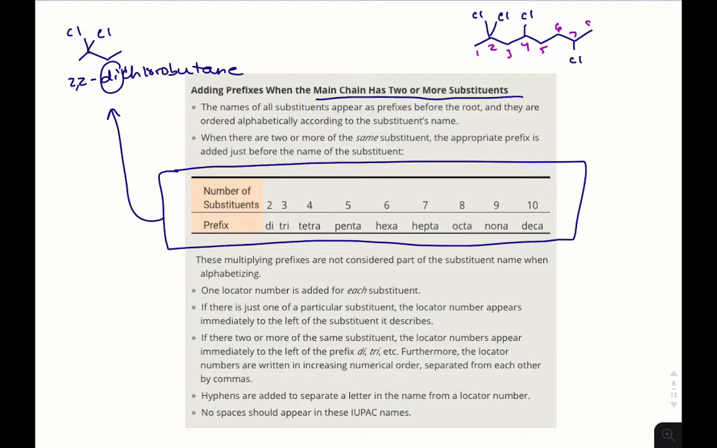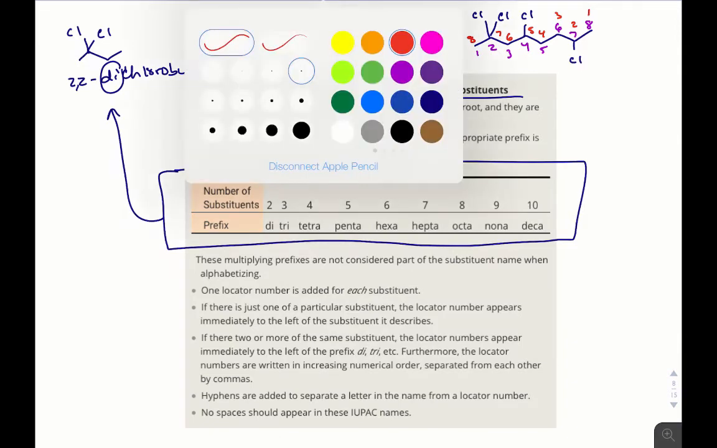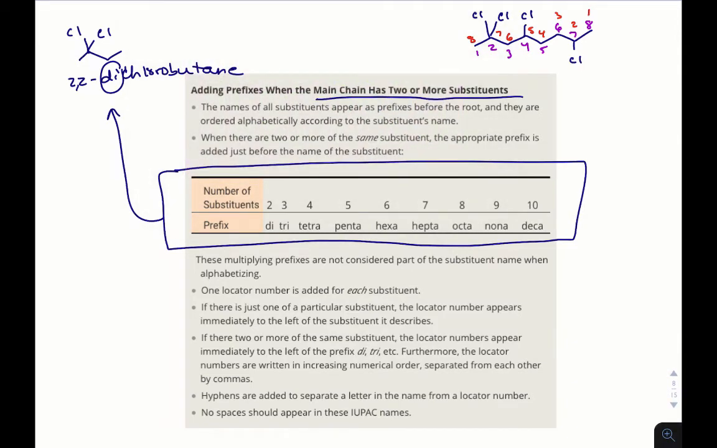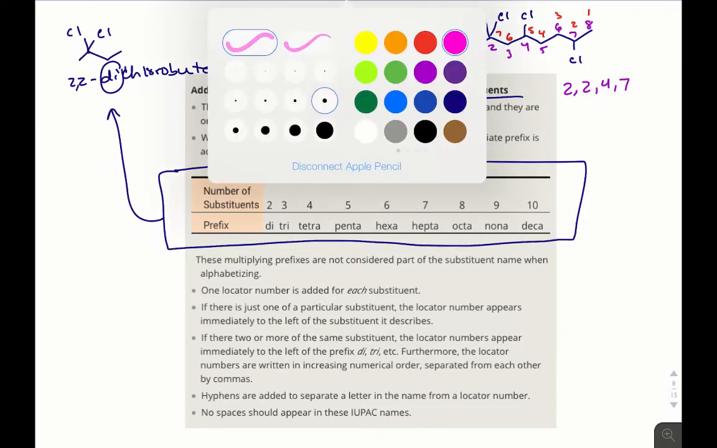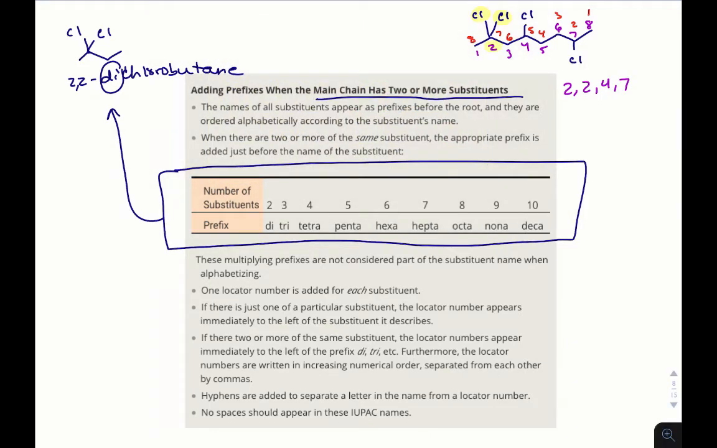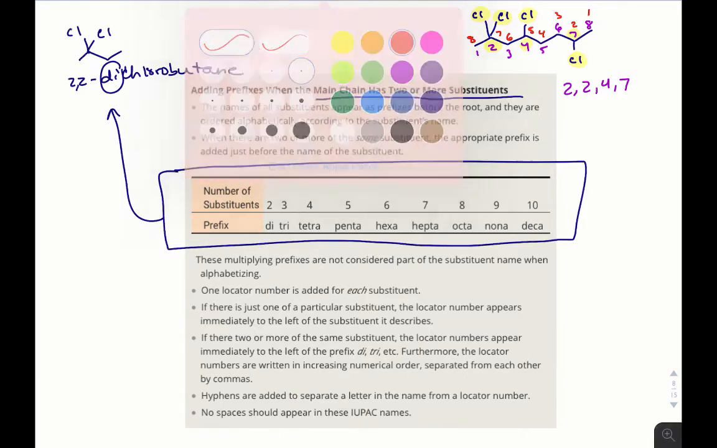All right, we want to number from left to right and from right to left. And the reason that we're doing this is to be absolutely certain that we give the substituents the lowest numbers possible. So let's go ahead and see what those numbers are. Numbering from left to right, we would get 2, 2, 4, 7. Right? Because these 2 chlorines are on carbon 2. This one is on carbon 4, and this chloro substituent is on carbon 7. So 2, 2, 4, 7.